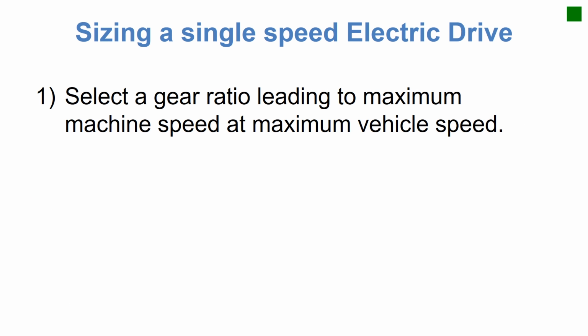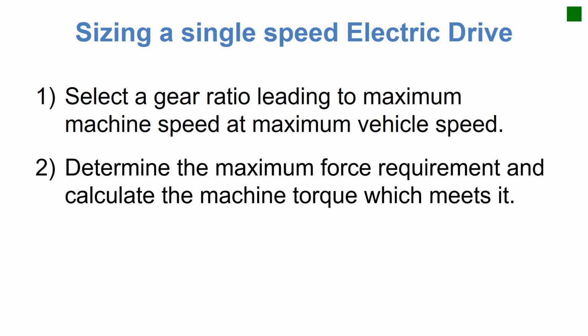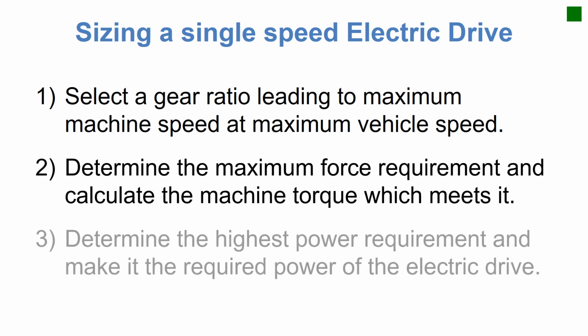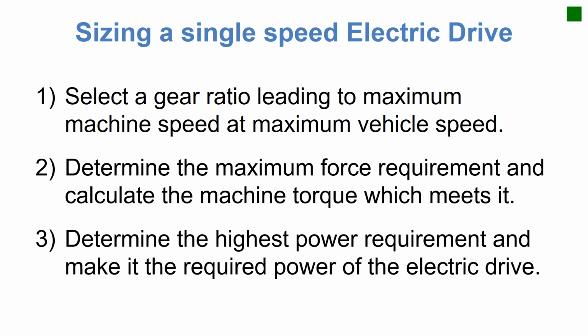The steps we have used to minimize the requirements for a single-speed electric powertrain are: 1. Select a gear ratio leading to maximum electric machine speed at maximum vehicle speed. This will provide the highest possible gear ratio. 2. Determine the maximum traction force requirement and calculate the corresponding electric machine torque. 3. Determine the highest power requirement and make it the required power of the electric drive.